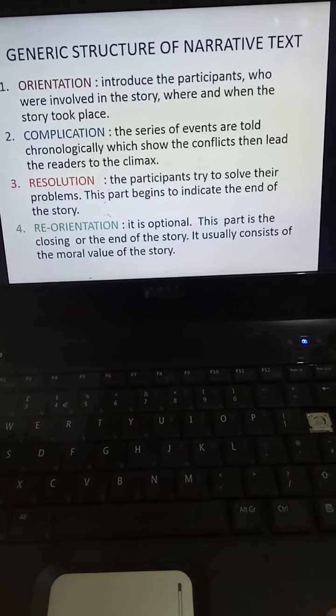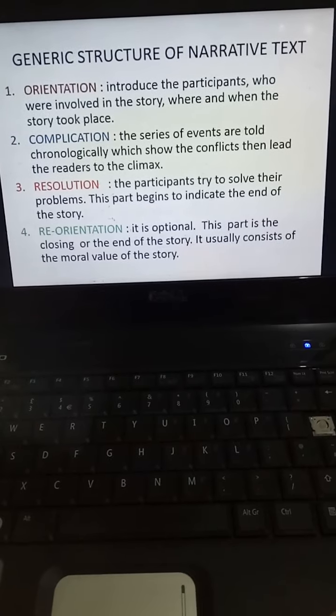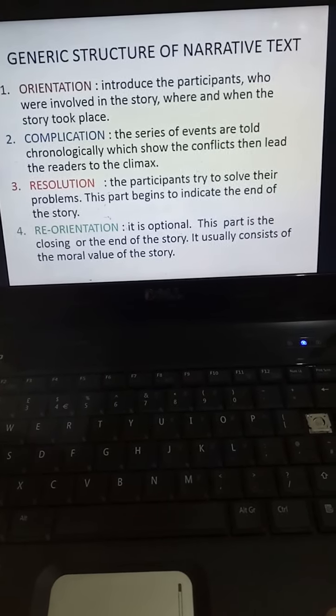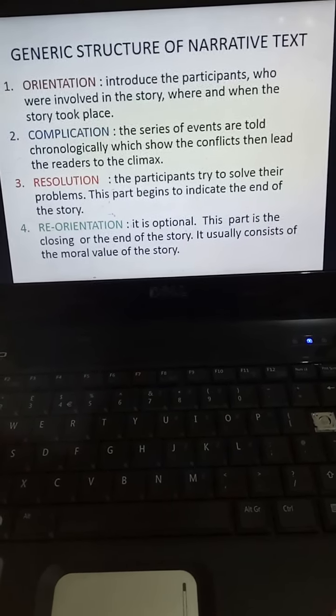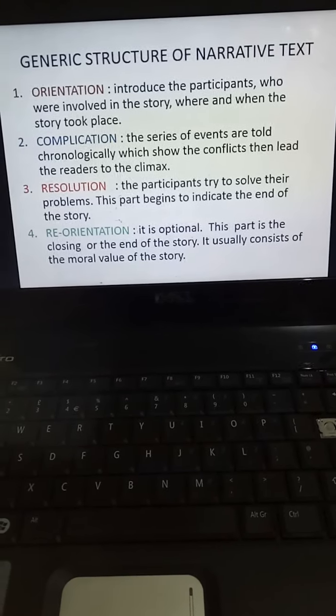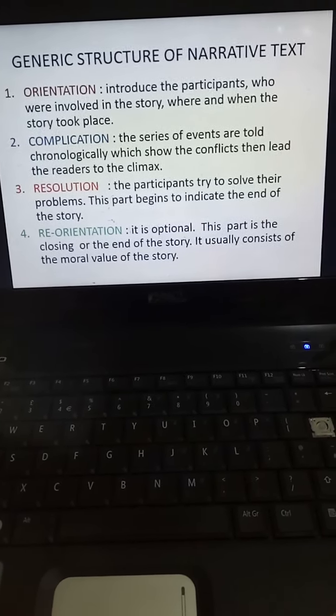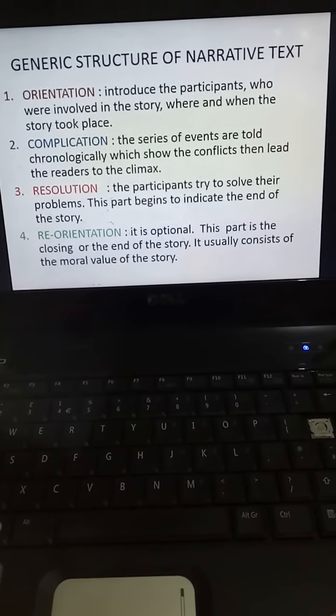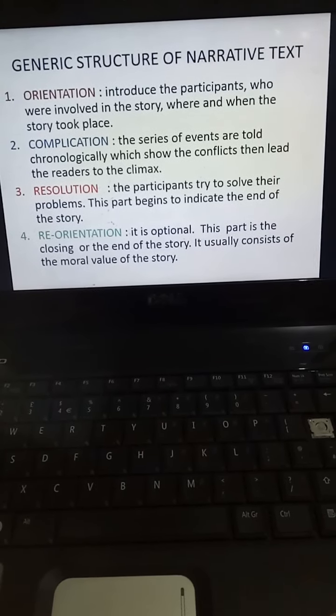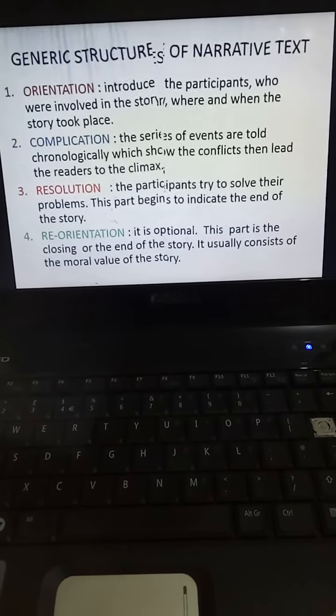In resolution, the participants try to solve their problems. This part begins to indicate the end of the story. The last is reorientation. It is optional. This part is the closing or the end of the story. It usually consists of the moral value of the story.